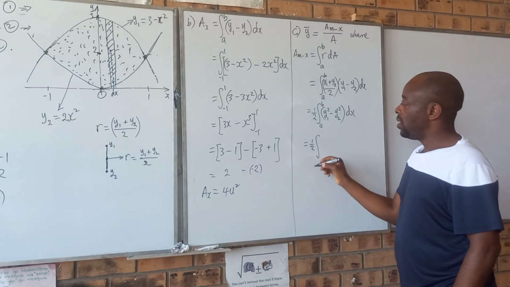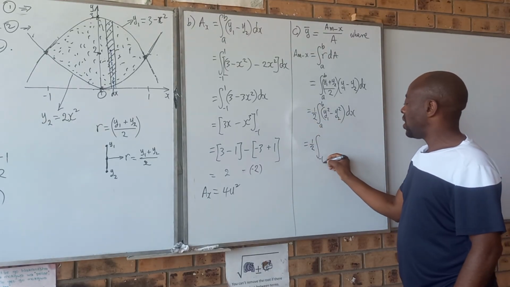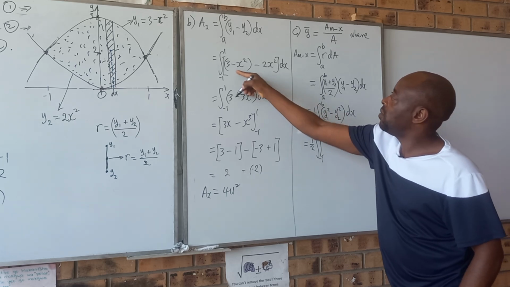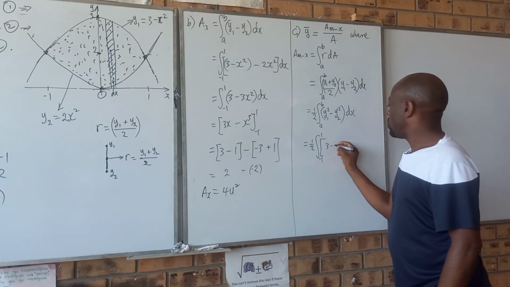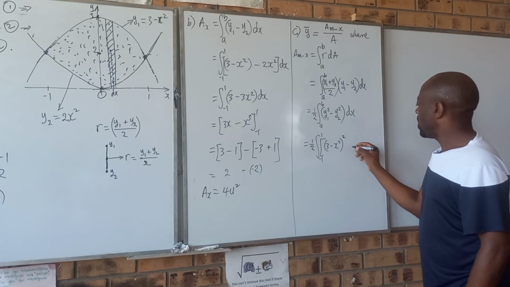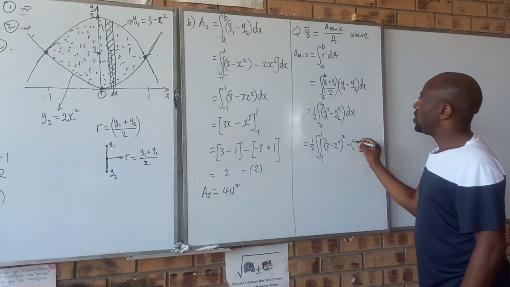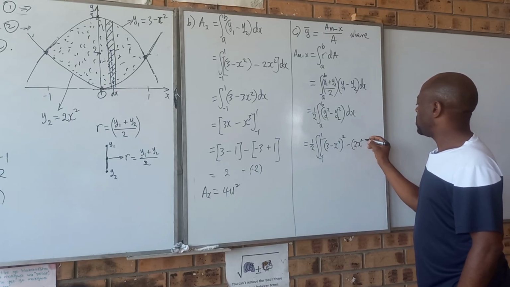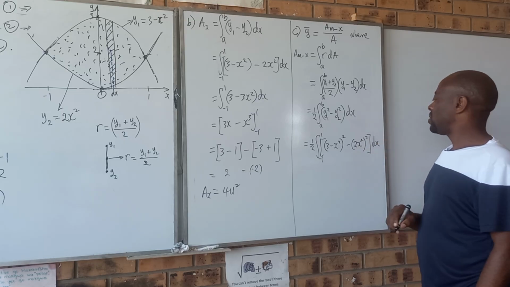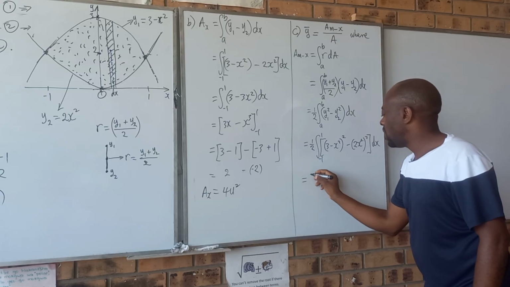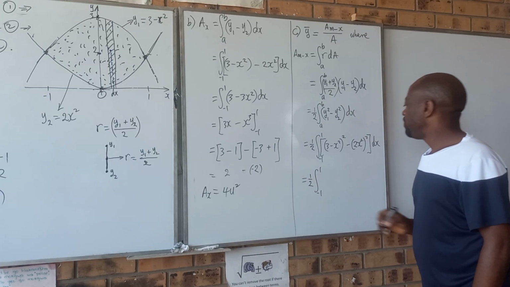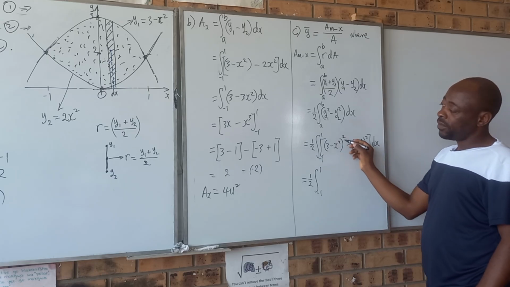So a and b, the same a and b I used under the area. My y1 was 3 minus x squared. So I have to take 3 minus x squared and I square it again, minus my y2, which is 2x squared, and I square that again, then dx. Then I will take my time and open the bracket in there, starting with this one.